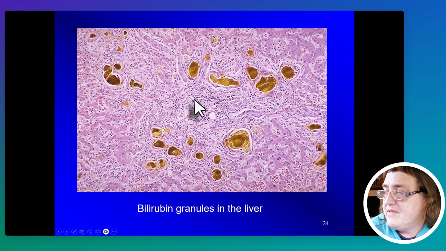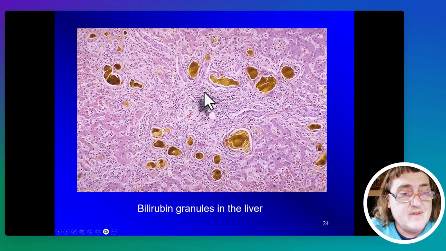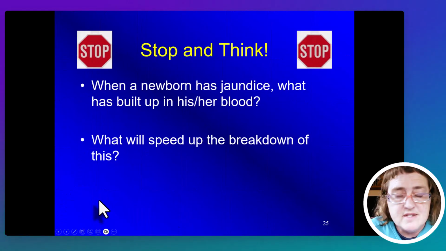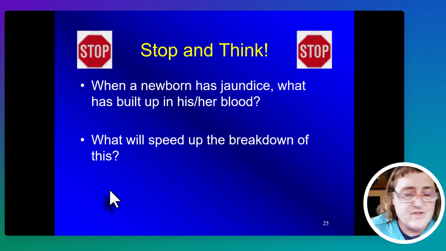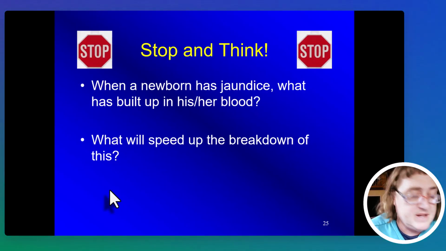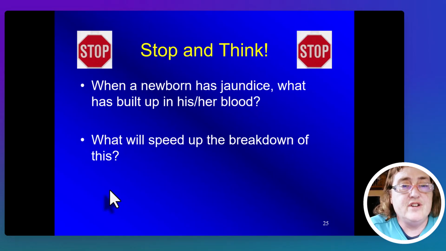So here's a picture of a cross-section of a liver, and you can see the little bilirubin granules in the liver, which is why liver is kind of a brownish color when you look at it. Newborns have jaundice sometimes because their liver can't quite do this fast enough right when they're first born. It takes a little while for them to get all these things working, and jaundice can build up in the blood and be dangerous. And one of the ways they treat this is they put you under UV light that helps break down the bilirubin into non-harmful substances.